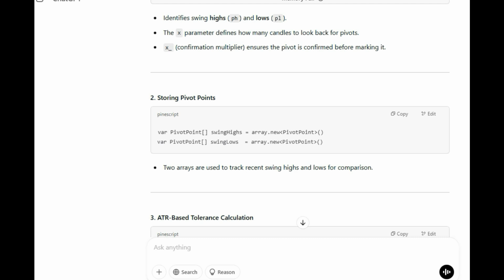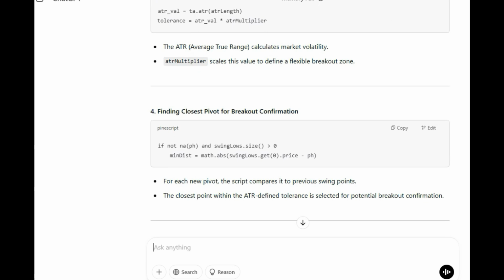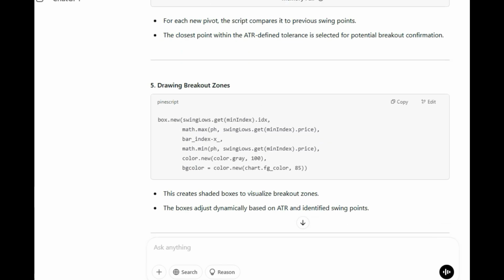Now we're storing pivot points in the script. In the next step, we do the ATR-based tolerance calculation. And finally, we find the closest pivot for breakout confirmation. For each new pivot, the script compares it to the previous swing point. And the closest point within an ATR-defined tolerance is selected for potential breakout confirmation.